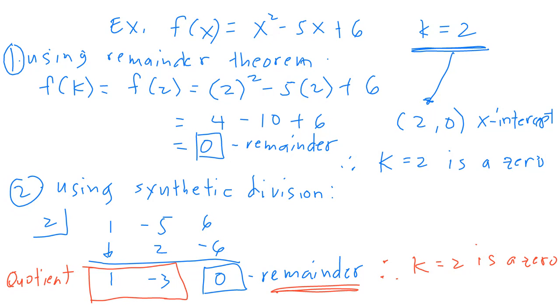Okay. If you're going to graph this, this is a parabola. So the parabola is opening upward, and one of the x-intercepts of the parabola is at point 2 comma 0. Okay, so that's how you test using remainder theorem and synthetic division. The other way to do this is by graphing. So we can show you the graph.